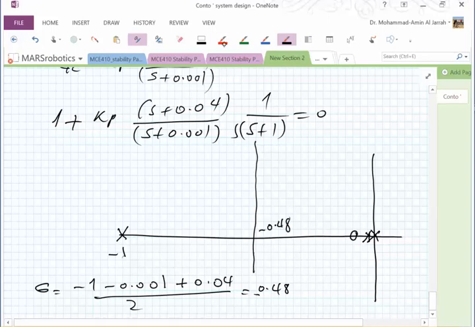Now, what does the root locus look like? This is different from the one before. We have two roots here, and then they will join here, and then they will split here, and they will go to my desired location. This is K equal to 0.5.